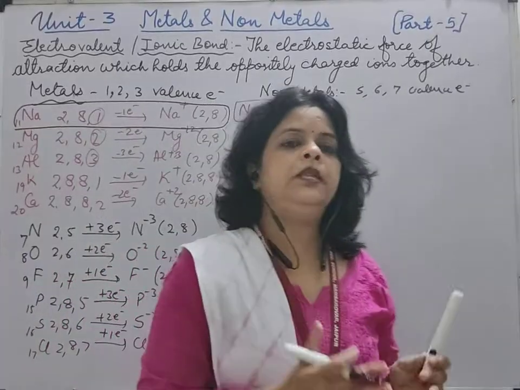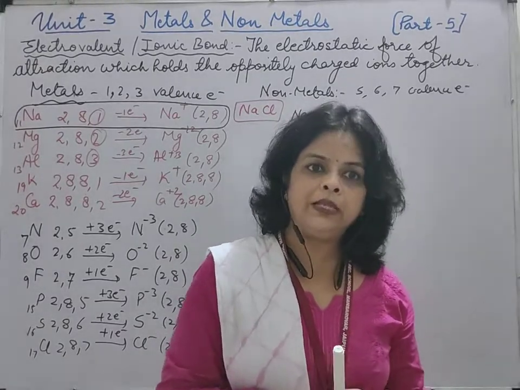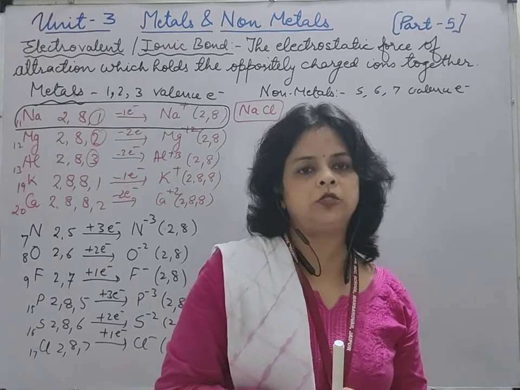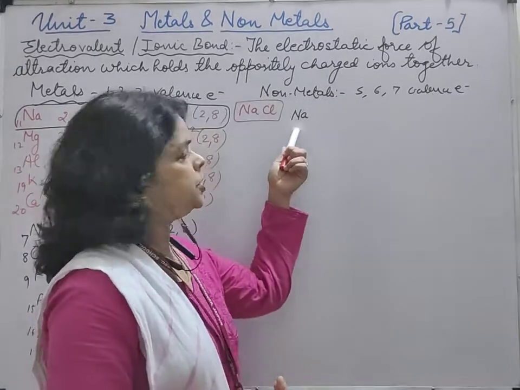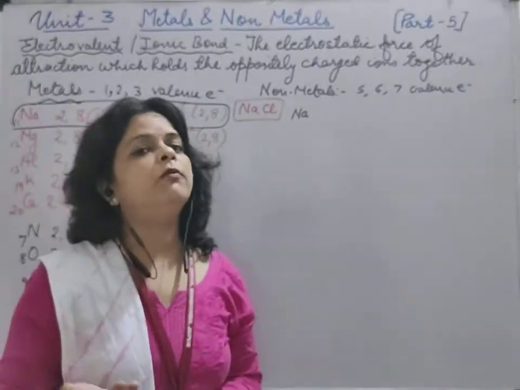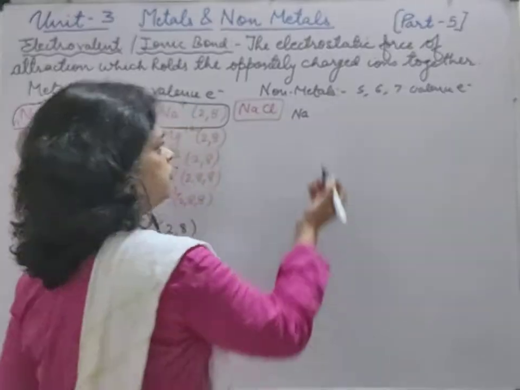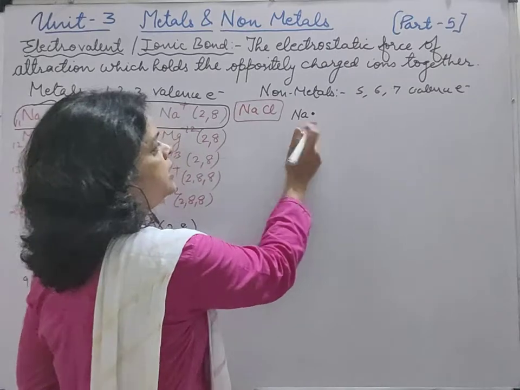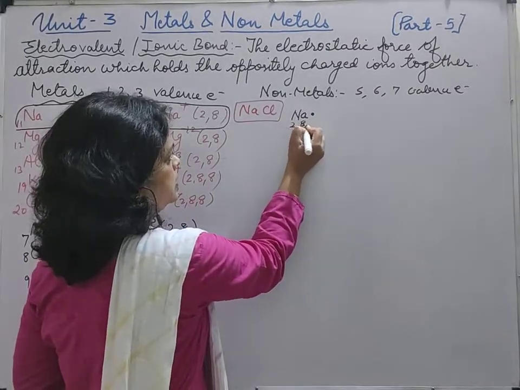Whenever we show the symbol of the element along with the valence electrons, it is called the Lewis dot structure or electron dot structure. If I draw the valence electrons with sodium either in the form of dots or crosses, it becomes the Lewis structure or electron dot formula. Here I am using a dot. This shows that sodium has one valence electron, 2, 8, 1.